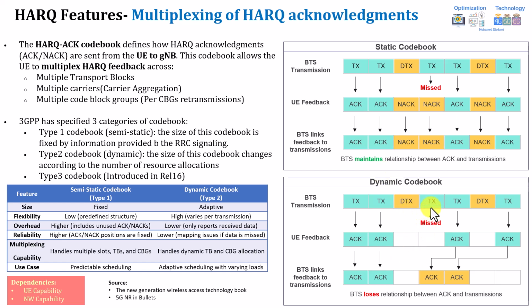But now assume the same example here, where the transmission was sent here, and this one was missed. Because it's missed, nothing is received by the UE. So in this case, it will not send anything because this is the dynamic codebook. It will not send any feedback, to save the resources. So this means for this transmission, there is no feedback sent from the UE. For the next transmission, the UE replied with acknowledgement. So the gNB will think, because there is no feedback for the missed one, that this acknowledgement is for this particular missed transmission, and this might cause a conflict.